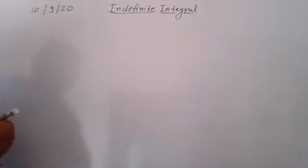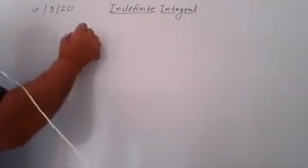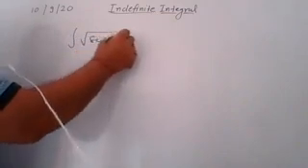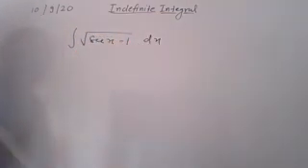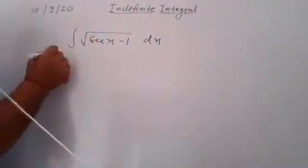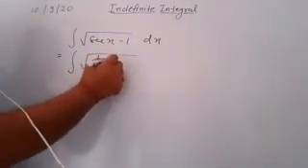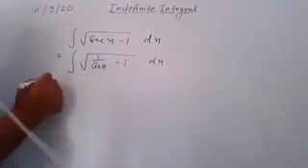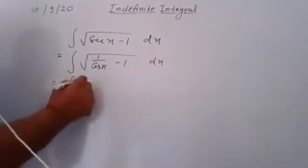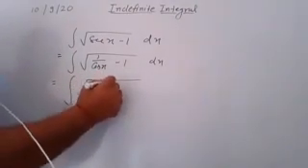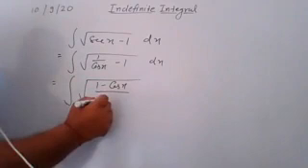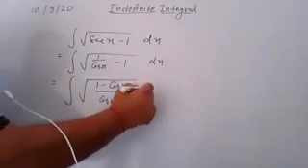Now you write next one. Integration of under root sec x minus 1 dx. So what you do in that case, first of all, you convert it in cos. So if you convert in cos, you have 1 upon cos x minus 1 into dx. Now taking LCM, within root you have under root 1 minus cos x upon cos x. And you have to simplify it.